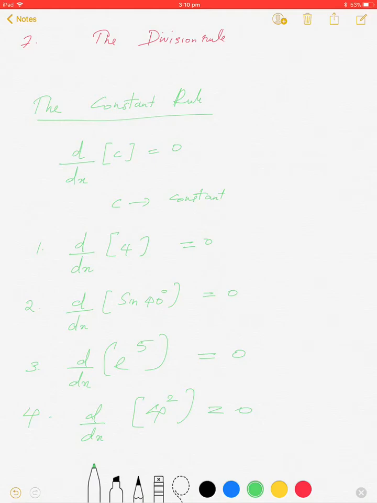Because in all these examples, you can't see any f of x with x. There is no x here. If there is x, it won't be 0. Here there is no x. So what happens is that its derivative won't change. That means it's 0. It will be 0.